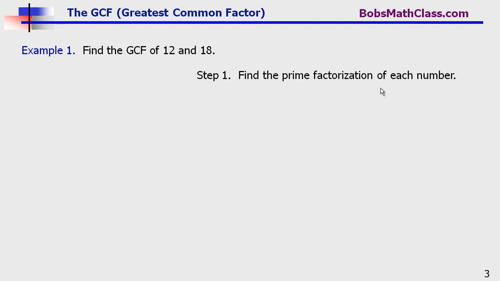Okay, step 1. Find the prime factorization of each number. So that's the tree. I'm going to do the tree method. If you prefer the division method, that was fine. Whichever method you like. I'm just going to use the tree method here.